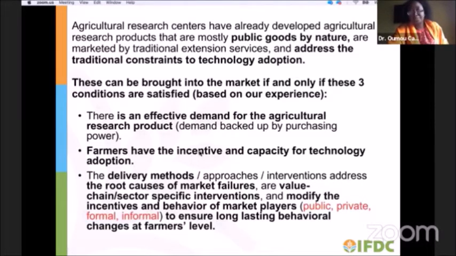And finally, the delivery methods. These are the approaches, the interventions, which address the root causes of market failures. So these are value chain specific interventions that seek to modify the incentives, schemes, and the behavior of market players. So market players, not just farmers, not just a focus at the production level, but public, private, formal, informal sector, to ensure that you have long-lasting behavioral changes at the farmers level.